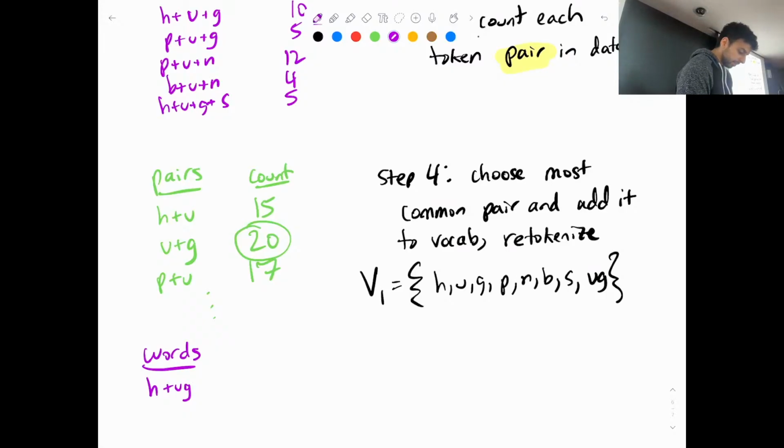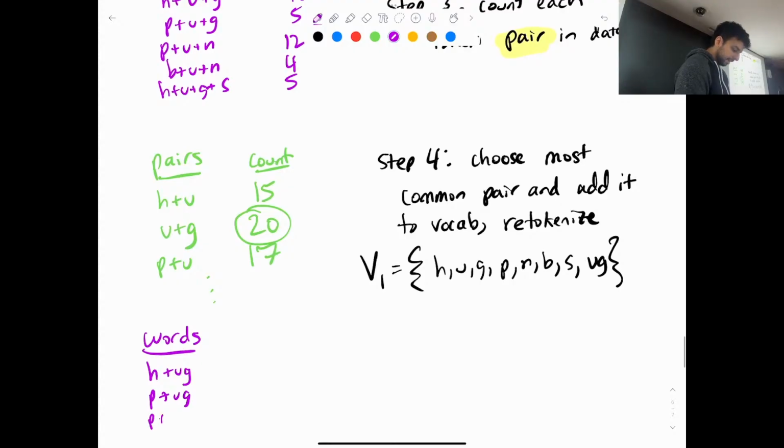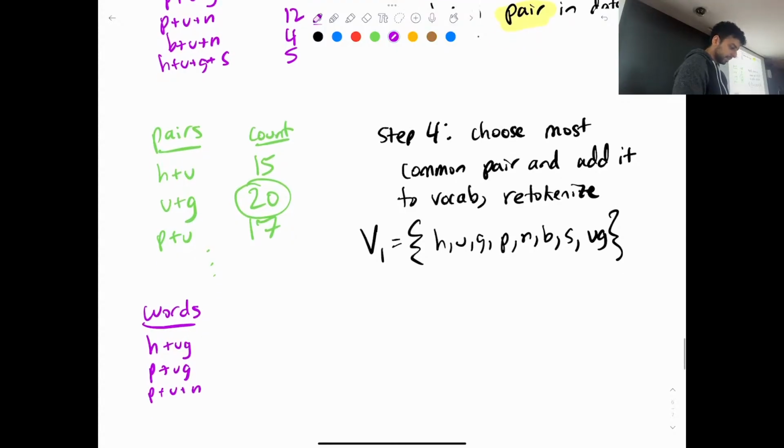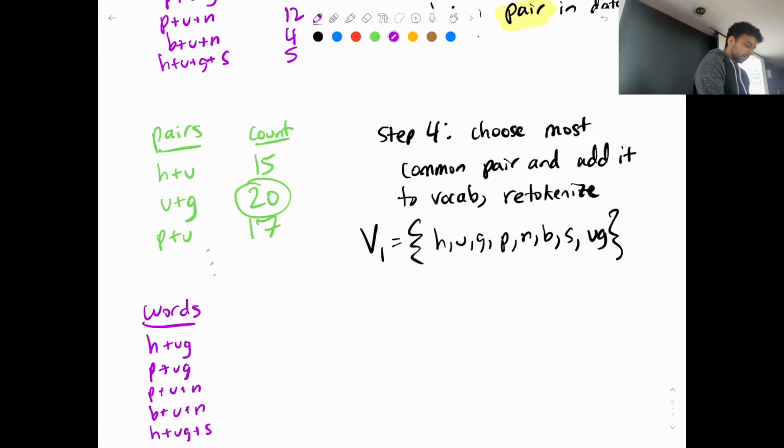Okay, so now we have H plus UG, we have P plus UG, and then we still have the character level ones down here. And then we have H plus UG plus S. So now what we're going to do is just repeat this process. So I'll write that: repeat process S times, where S is the number of steps.